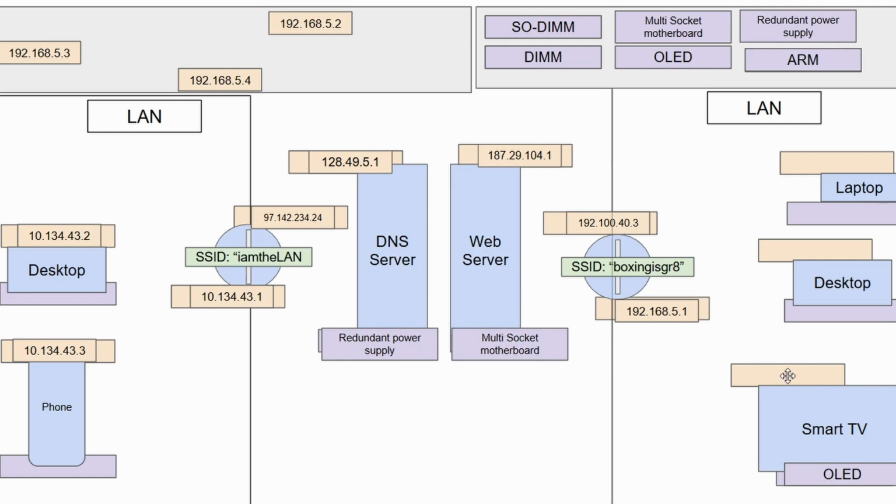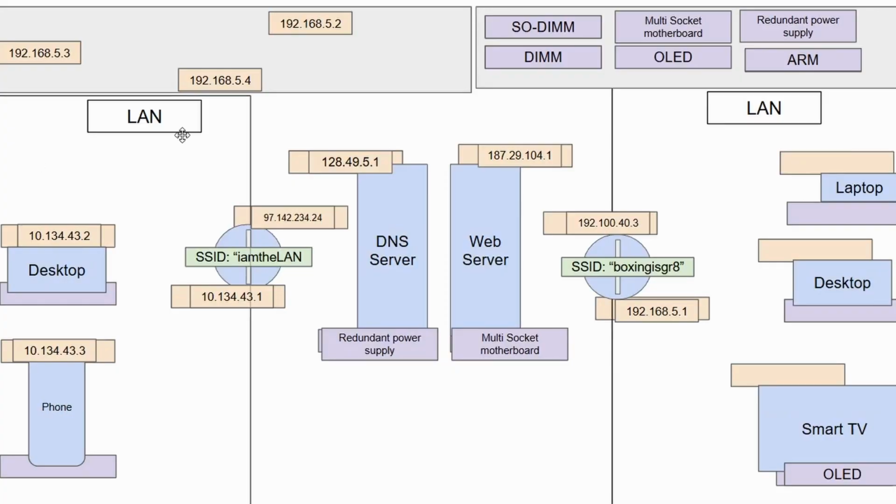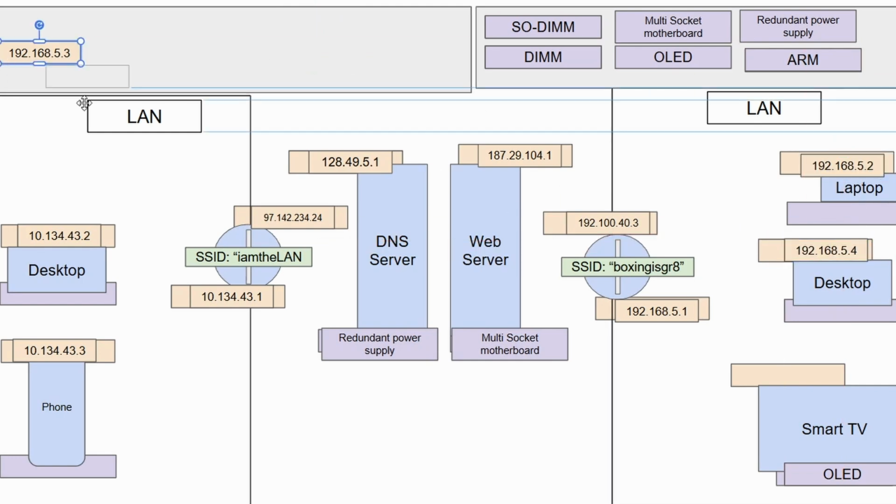We still don't have the IP address, but hopefully we can almost guess what these three are going to be because there's only 3 left now, right? We've done process of elimination and we can see they all belong to the same network. This TV, along with all other devices within this LAN, require a private Class C IP address. Okay, now if we go here, we only have 3 left and they are all private Class C IP addresses, so it doesn't matter where you put them. You can put them anywhere here, all right?